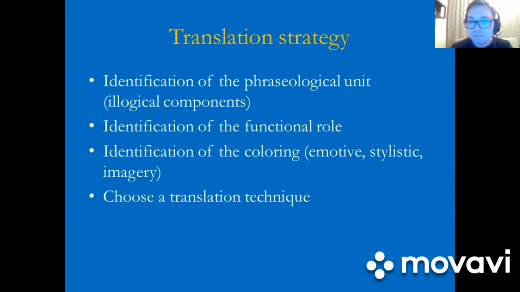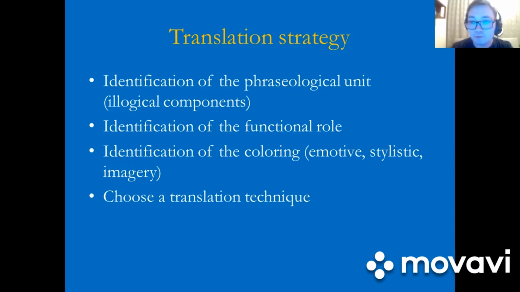So how to do that? It's quite easy. You have to look for illogical components. So if in a text you can see a word combination or a phrase which you cannot understand, and which seems to be illogical, so probably this is a phraseological unit.